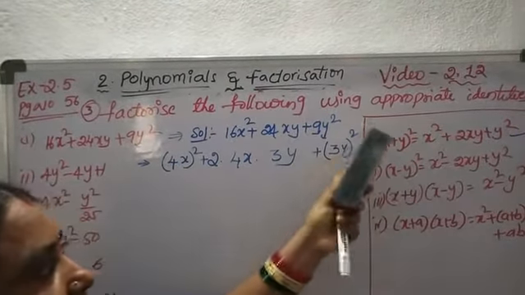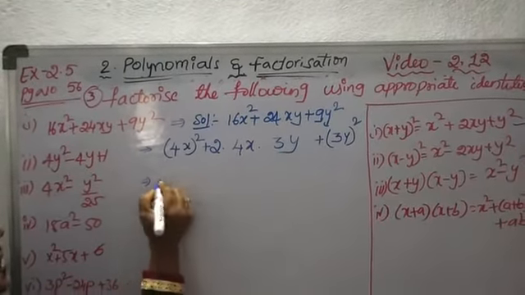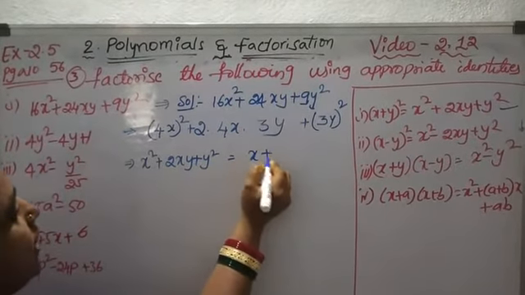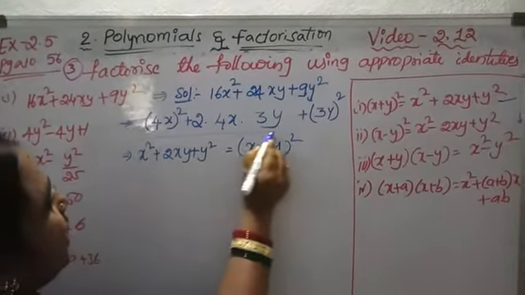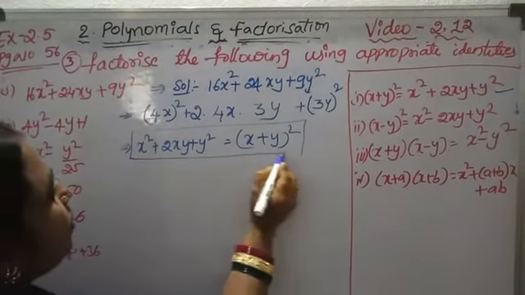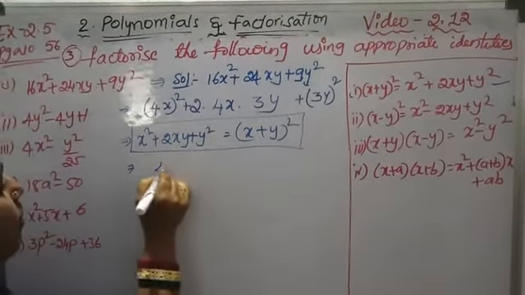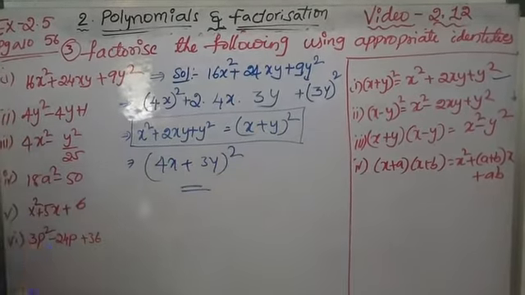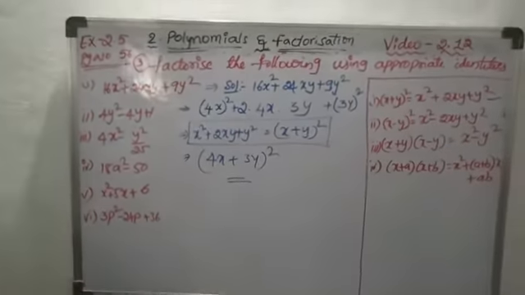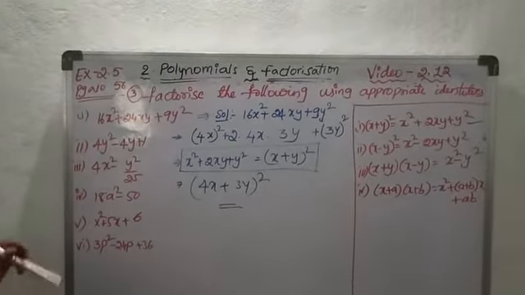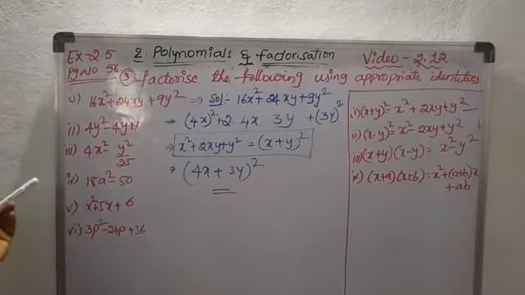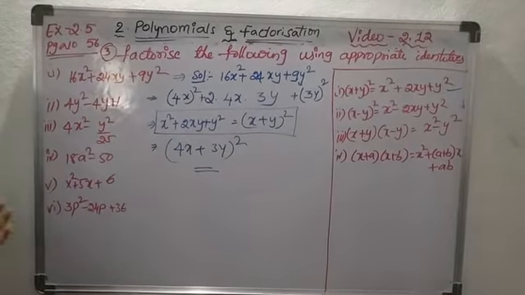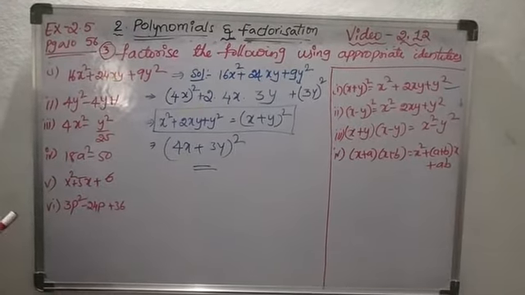We can express this as x plus y whole square. That implies x square plus 2xy plus y square is equal to (x plus y) whole square. By using this identity we get the answer. In the place of x we have 4x, in the place of y we have 3y. So (4x plus 3y) whole square, like this you will get. You just have to check which identity it is, compare it to the algebraic identity, and you will get the appropriate identity and the answer.